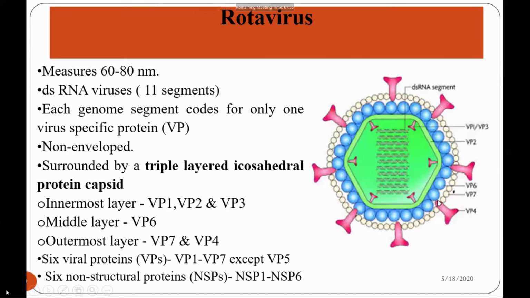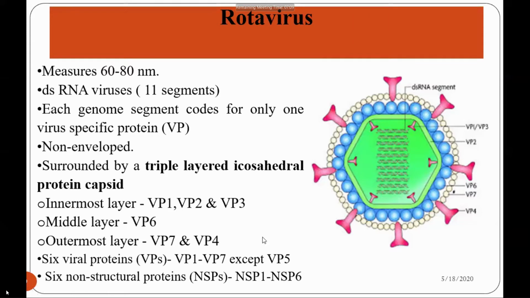This is the innermost layer. The innermost layer is made up of viral protein 1, viral protein 2, and viral protein 3. Then the middle layer is composed of viral protein 6. This bluish circular structure is the middle layer, which is made up of viral protein 6. And the outermost layer is made up of viral protein 7 and viral protein 4. These are the 3 distinct layers which surround and protect the viral RNA genome.